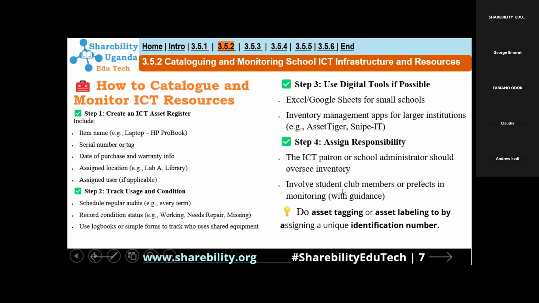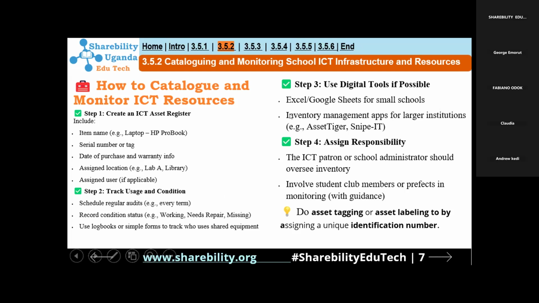The ICT club should be involved in lab maintenance and do asset tagging or engraving. Make sure that every computer has an engraved number. It is engraved, and you can track that this computer came from Ginger College. This laptop came from your school. If someone steals the laptop, people can know that this laptop was stolen from this kind of school, okay?